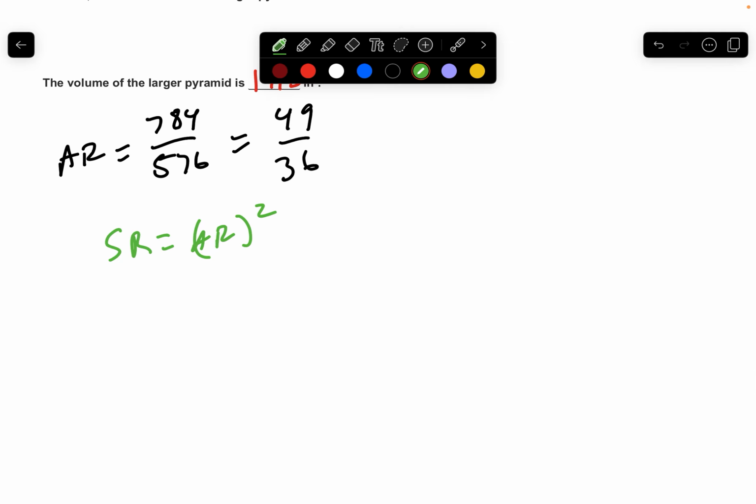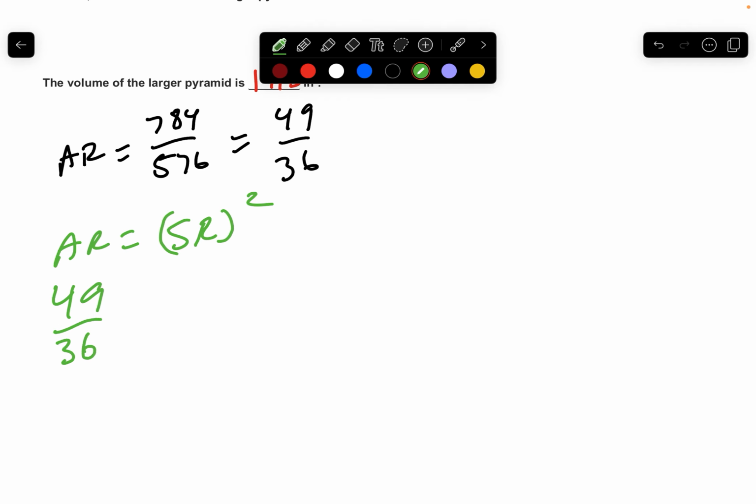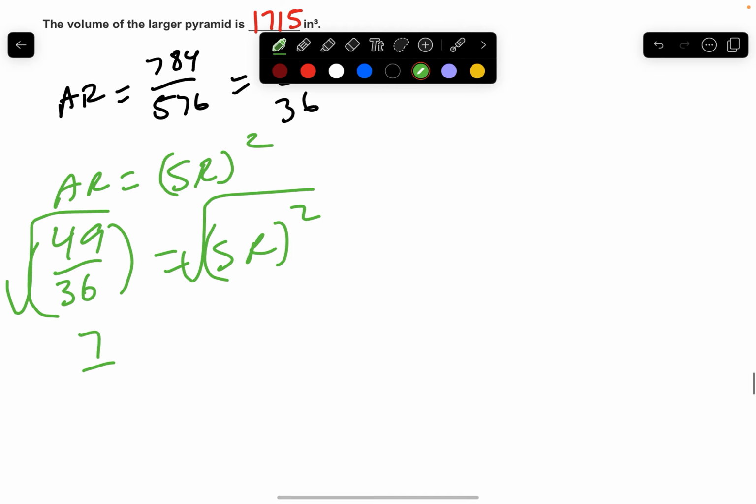So how do I get the similarity ratio from this? How do I solve for this? Well, if I take the square root... what is going on? I got that backwards. The area ratio is the similarity ratio squared. So for this question, we know that the area ratio is 49 over 36. I know that that equals the similarity ratio squared. I need to take the square root of both sides. That's going to get me 7 over 6 equals the similarity ratio.